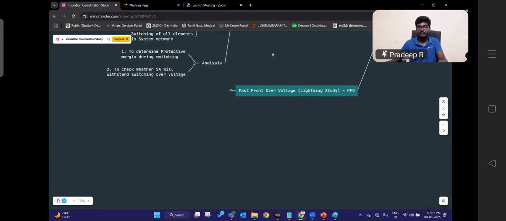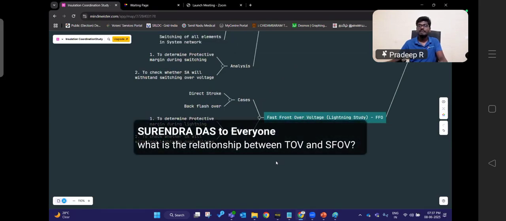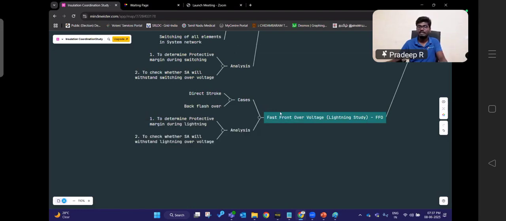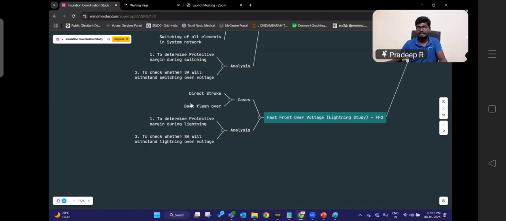Then we can move on to fast front over voltage, FFO, which is also called lightning study. In this lightning study we will observe two cases: one is direct stroke and the other is back flashover. Direct stroke means the lightning is striking directly the phase conductors of my transmission line. In back flashover, the lightning strike hits the tower directly, or else the shielding wire or the ground wire.